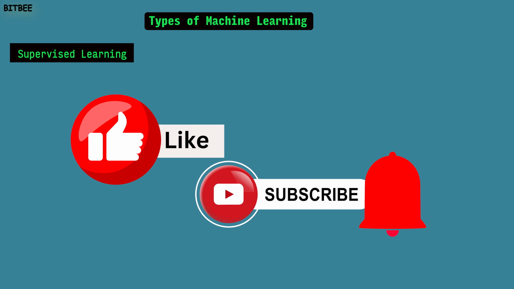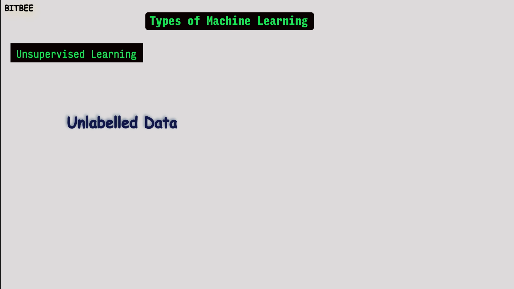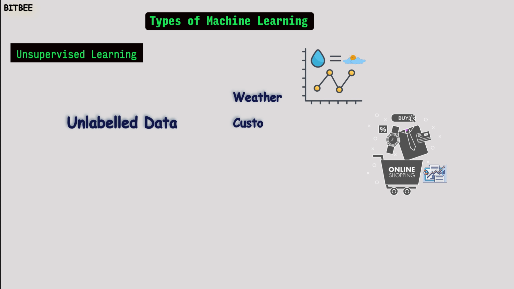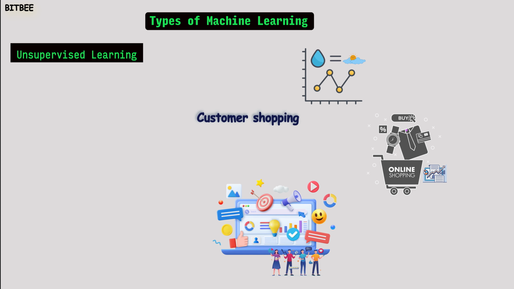Now let's dive into another category, that is unsupervised learning. Unsupervised models work around unlabeled data. That is, the data fed to the unsupervised models is not labeled data. If we consider examples like weather data, customer shopping data, or data of a person on social media, all of this is unlabeled data, and ML models have to make predictions from this data without any supervision.